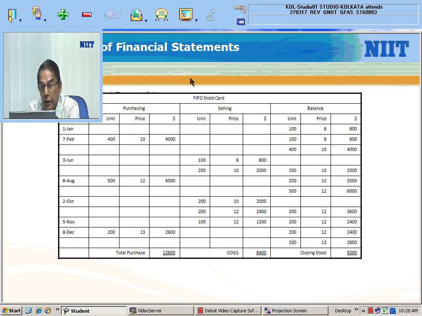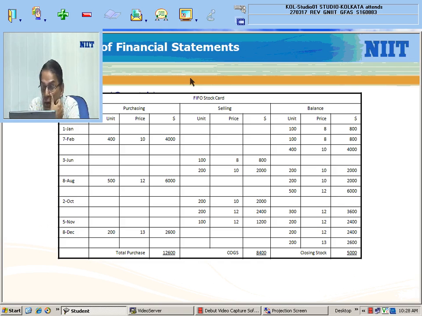So the number of units that remains now is 300 units only from the purchase made on 8th of August at 12 rupees. So the value of the stock now left is 3600. Again on 5th of November, company sells 100 units. So those 100 units actually have come from the 300 units of 12 rupees which are in the stock. So remaining stock is 200 units of 12 rupees, 2400.